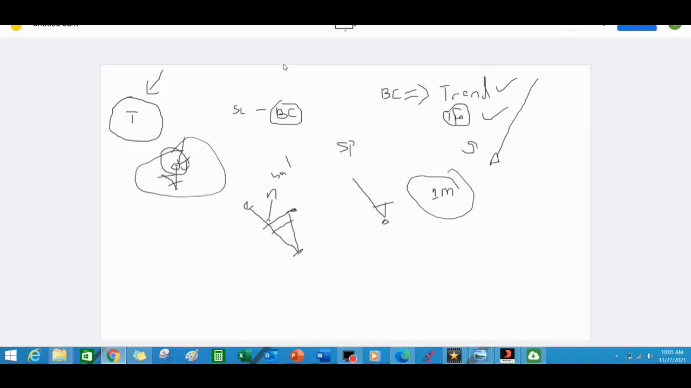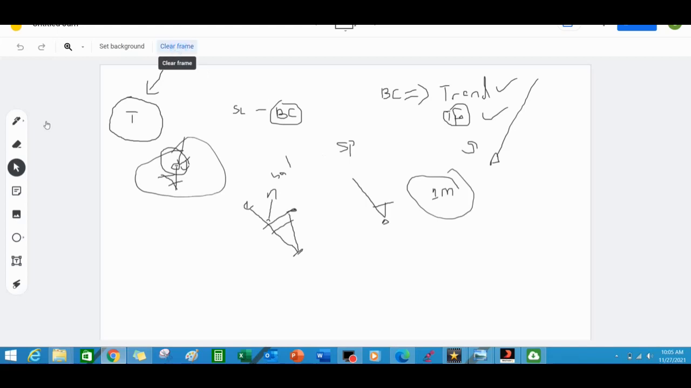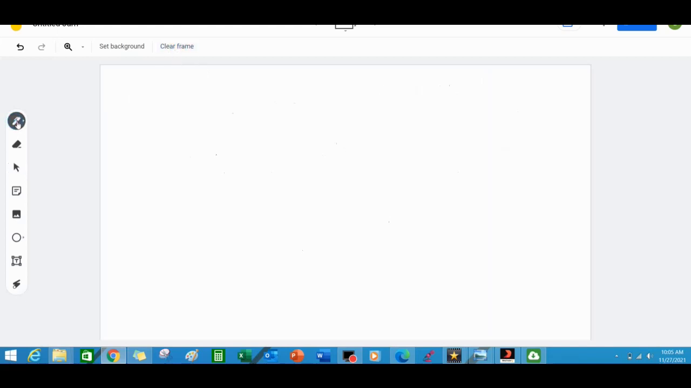Okay, the first thing is your time frame. I'm waiting for the Jamboard to load up so that we will understand what we are doing right here. So I'm going to clear this so that I can have a plain sheet. Okay, let me pick up my pen.